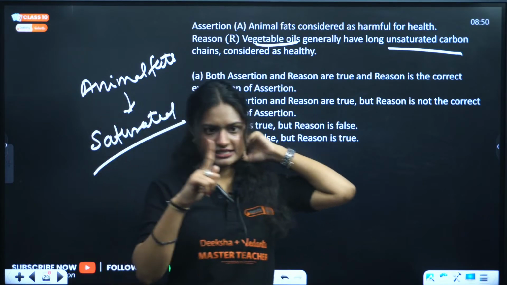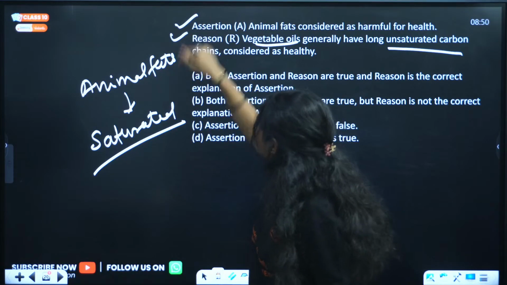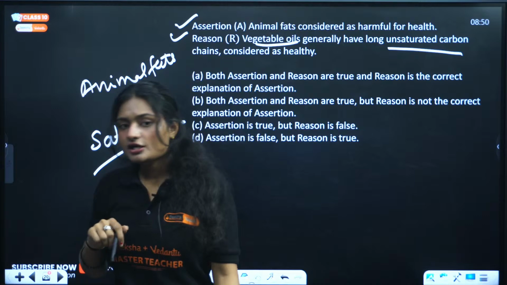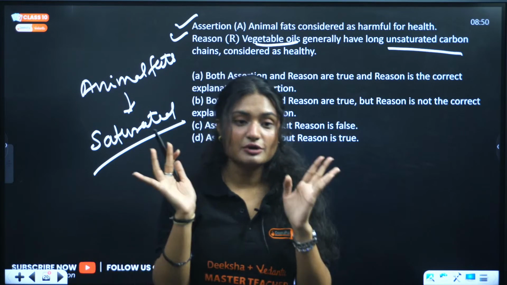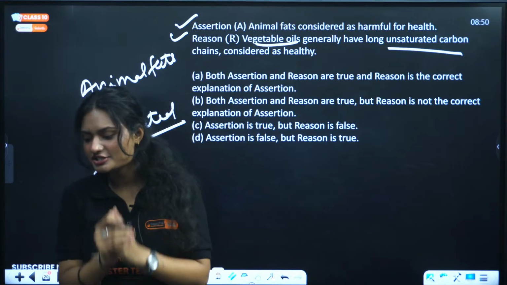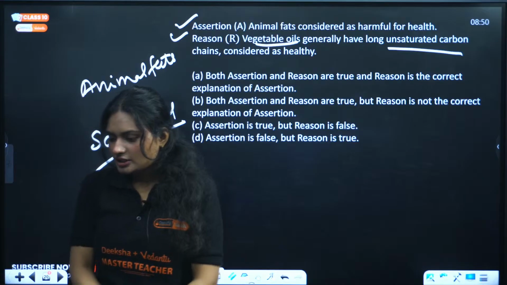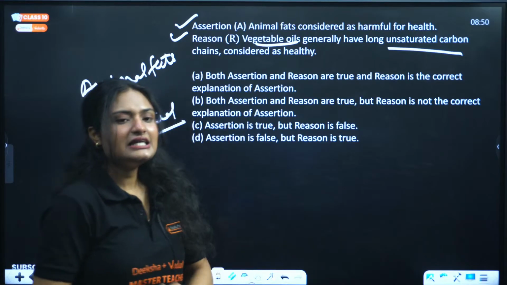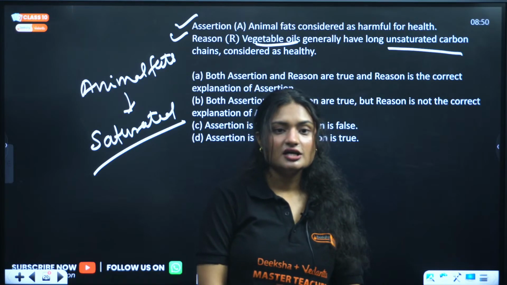assertion is true. That is correct. Reason is also true because vegetable oil is considered healthy. But does the reason explain the assertion, my dear kids? Just think about it. No, it does not.